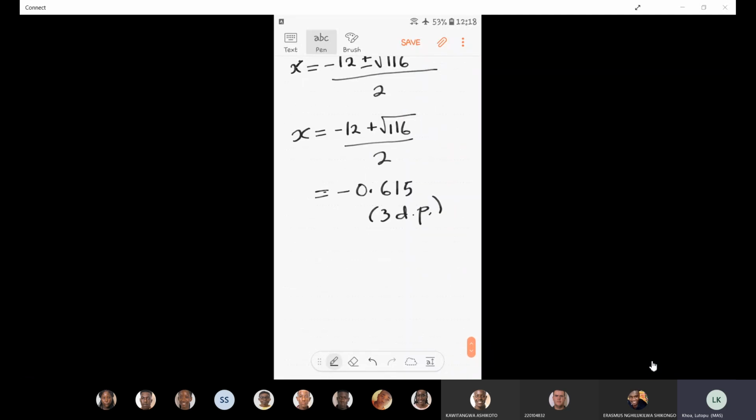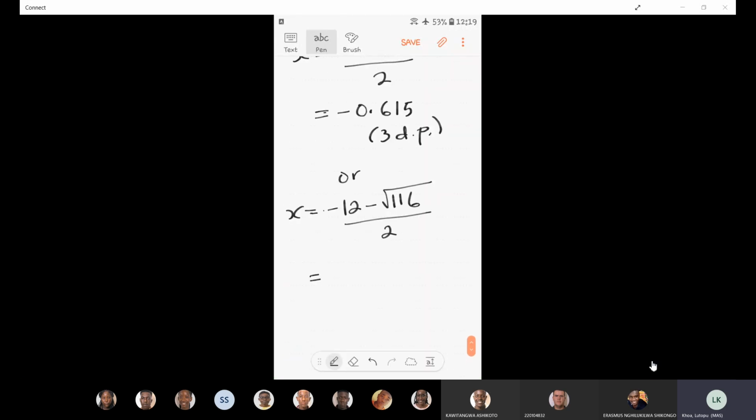So depending on what the question says, if it says exact, you can just simplify the surd that you have over there. Or x is equal to negative 12 minus the square root of 116 over 2. So this, again, you just type it in on your calculator, and you should get negative 11.385. Okay, that is to 3 decimal places. And then you are done.